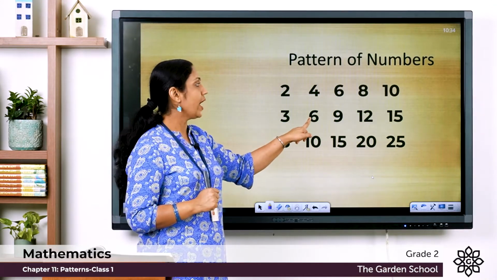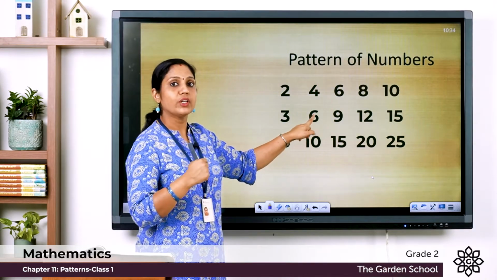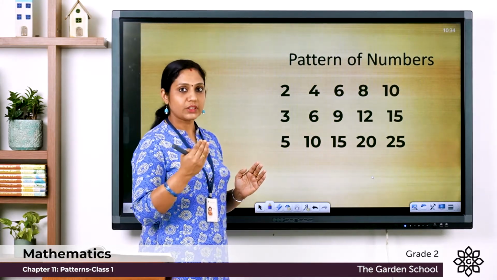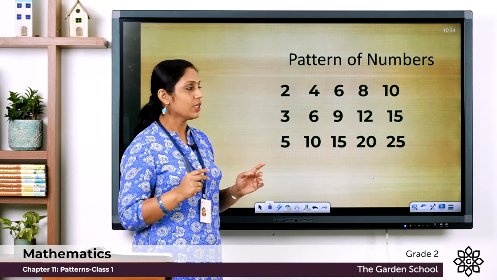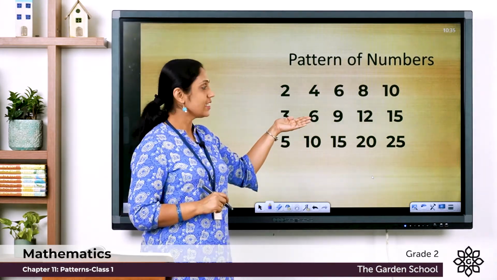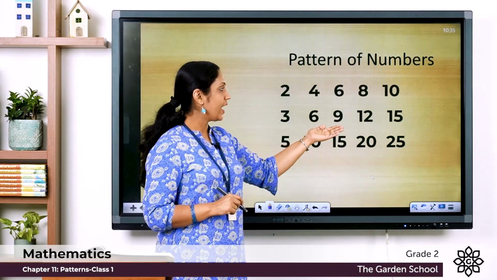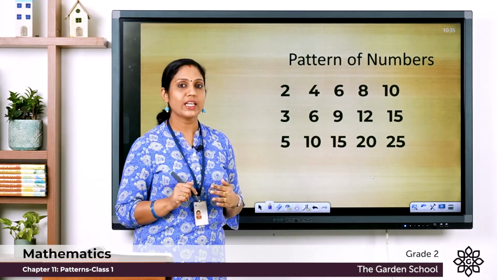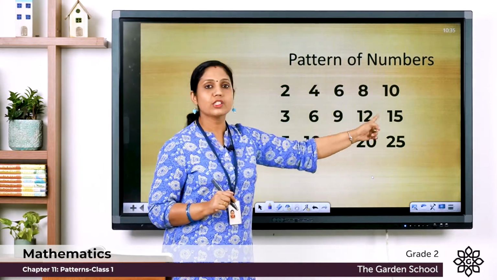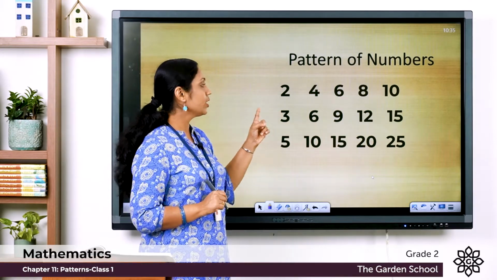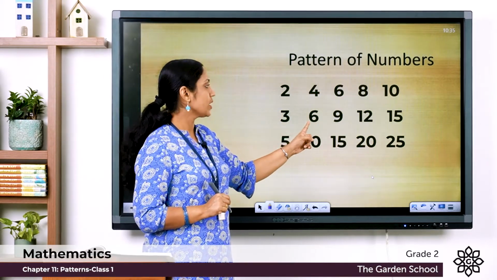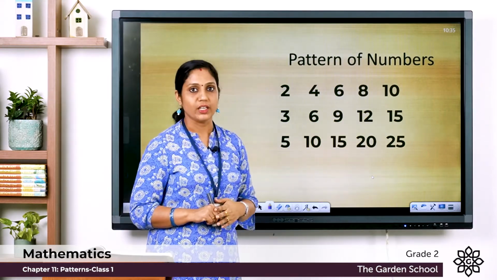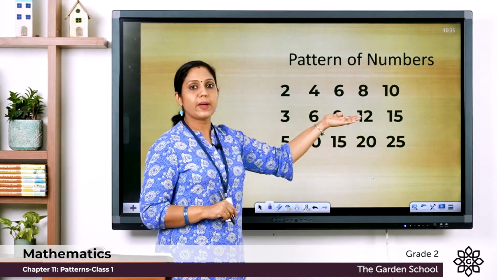And again when you add 3 with this 6, you have to get the number 9. Only then we can say that this goes on repeating at regular intervals. So 3 plus 3 is 6, 6 plus 3 is 9, 9 plus 3 is 12, 12 plus 3 is 15. Or also we can say that these are the multiples of 3. Let's have a look. 3 1s are 3, 3 2s are 6, 3 3s are 9, 3 4s are 12, 3 5s are 15. So this is how this pattern goes.